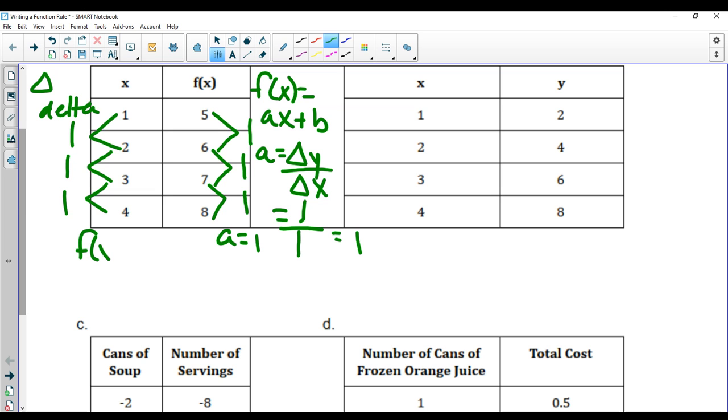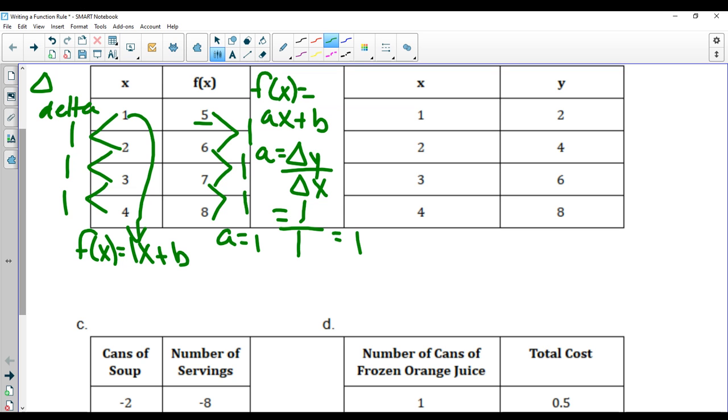All right, so we have built 1x plus b. Okay? So in other words, it starts with 1 times the x value, and then we have to add something to it. Okay? So let's see if we can find out what b is now that we figured out what a is. If you stick this 1 down here in x, 1 times 1 is 1, right? That's not what I was given. I was given 5. Well, if I'm going from 1 to 5, how many more do I need to add? I'd have to add 4, right?